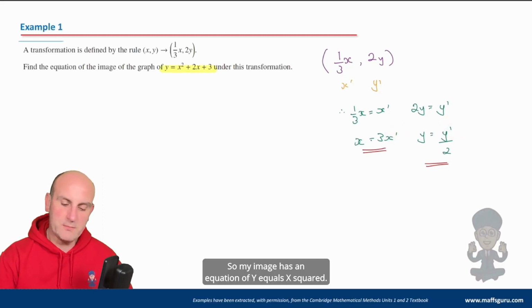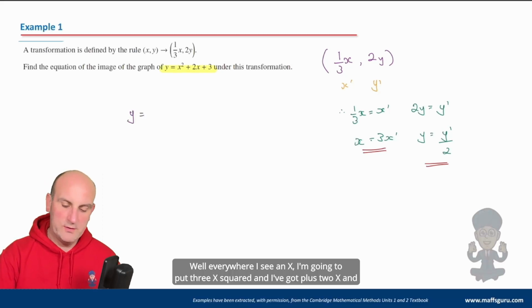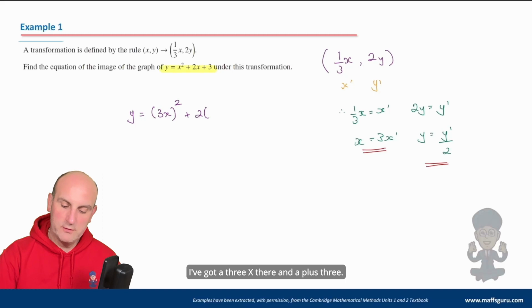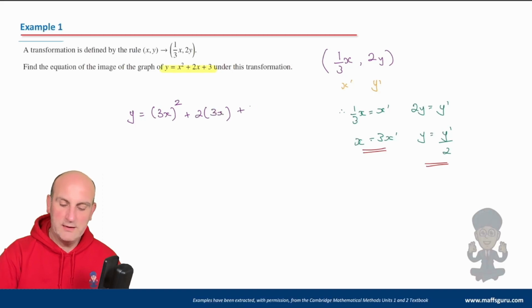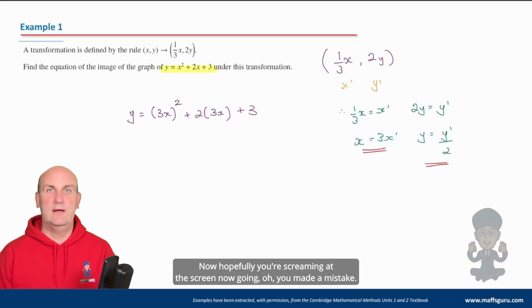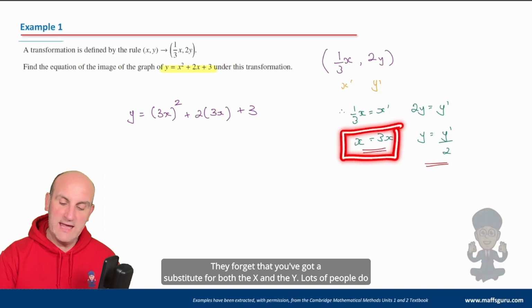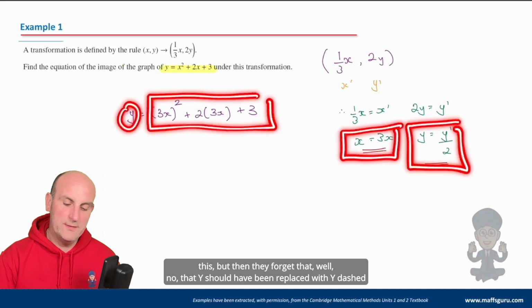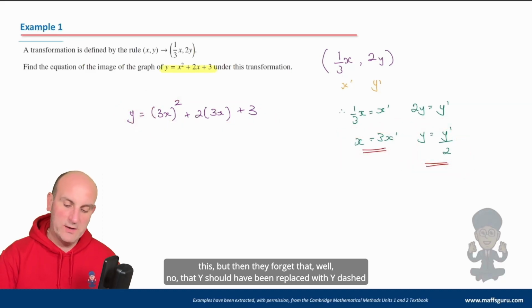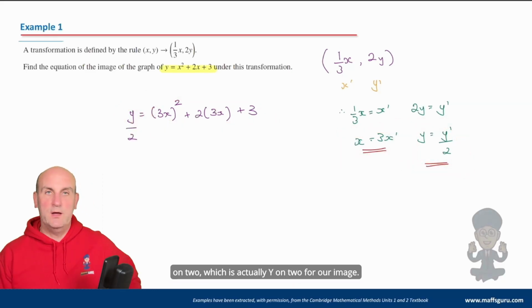So my image has an equation of y equals x squared. Well, everywhere I see an x, I'm going to put 3x squared. And I've got plus 2x, and I've got a 3x there, and a plus 3. Now, hopefully you're screaming at the screen now going, no, you've made a mistake. Yes, and again, lots of people do this. They forget that you've got to substitute for both the x and the y. That y should have been replaced with y dashed on 2, which is actually y on 2 for our image.